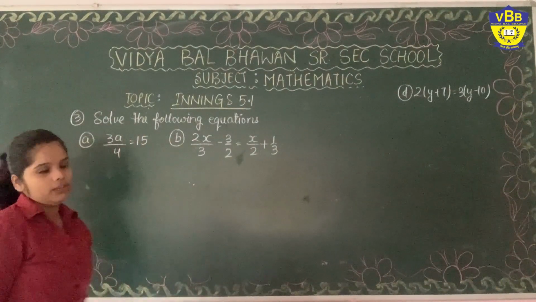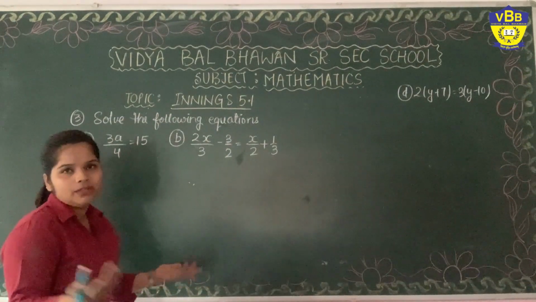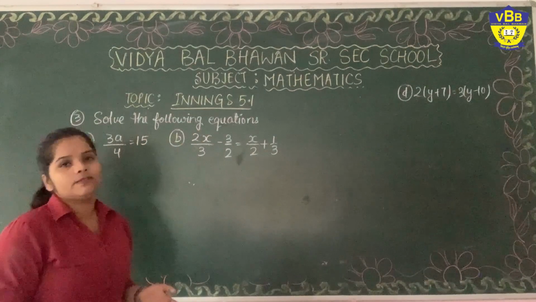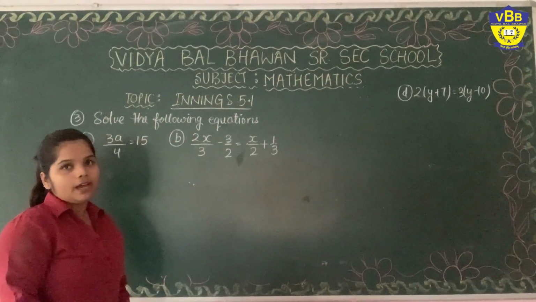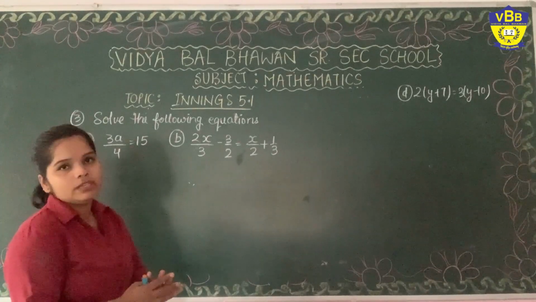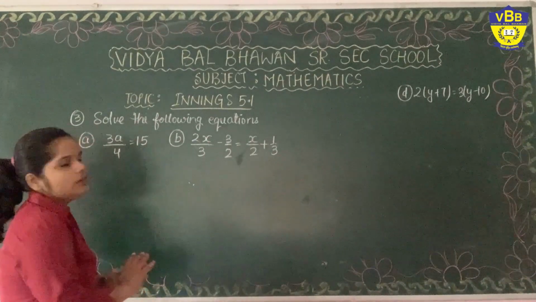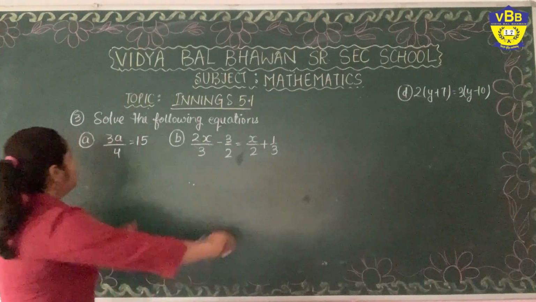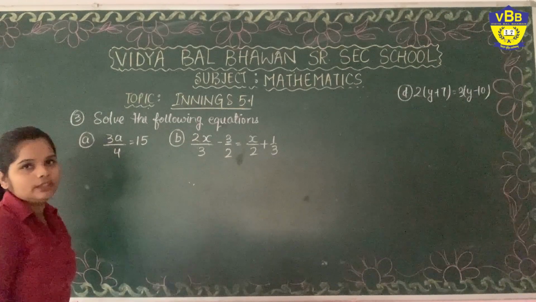Solve the following equations. Use any of the 3 methods because it is not specified which one has to be used. So again, I am using the transposing method because it is the most convenient method to solve any linear equation. So the first one is 3a upon 4 is equal to 15.